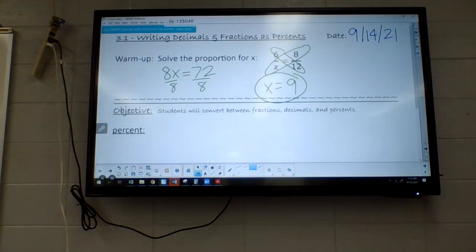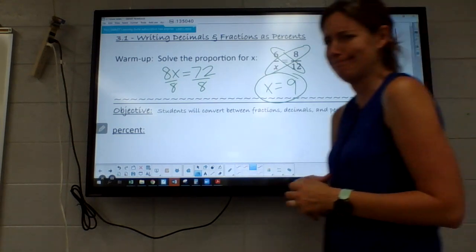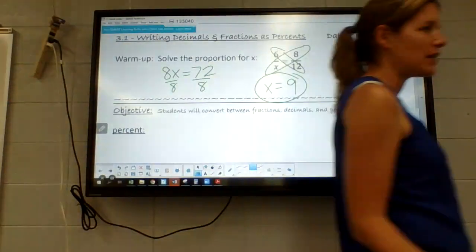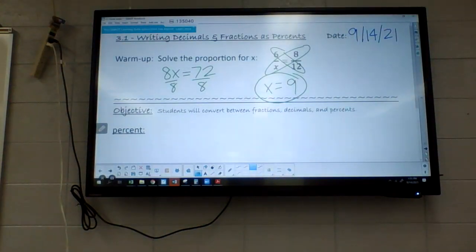So being able to solve a pretty simple proportion is what we're doing here. Hopefully I solved it correctly. So x is 9. Now there are other ways you could have come up with it. You could have simplified the fraction a little bit. If you realize that 8 over 12 becomes 2 over 3, you could try to figure it out that way. There are a few different ways you could do it, but this is probably the easiest, most straightforward way.